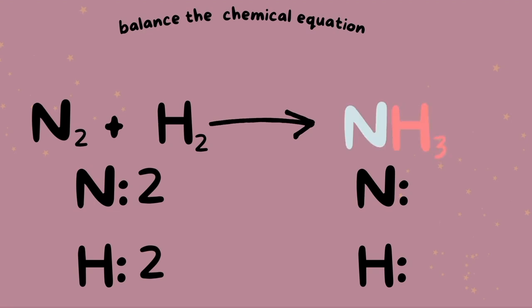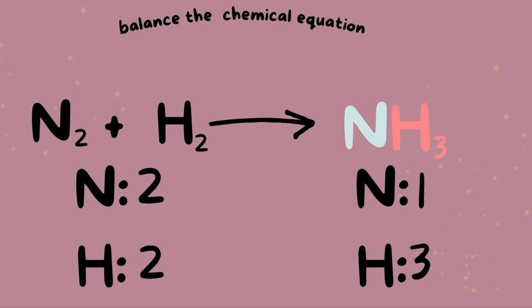Any coefficient that is placed in front of this compound will be applied to both, in other words, the number will be multiplied by both the nitrogen and the hydrogen. The subscript 3, however, only applies to hydrogen. Remember, the subscript only applies to the element it's attached to. With that being said, we have 1 nitrogen and 3 hydrogen.